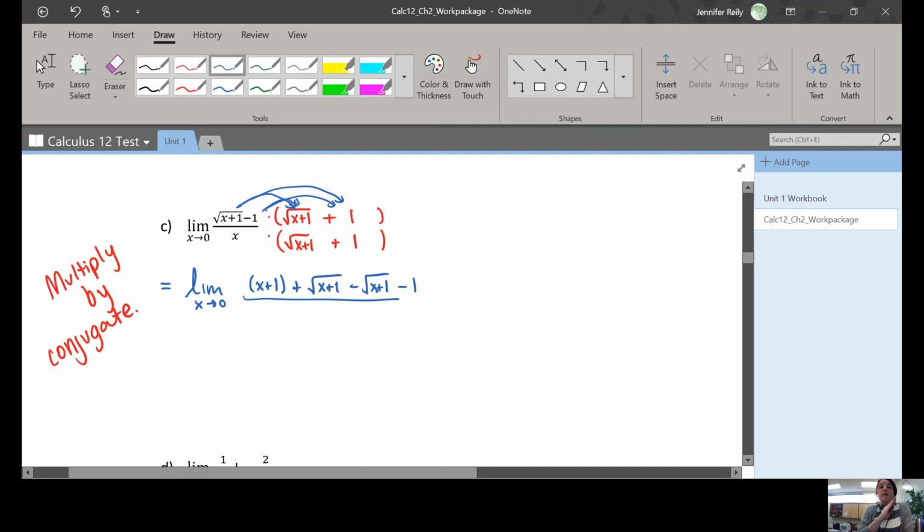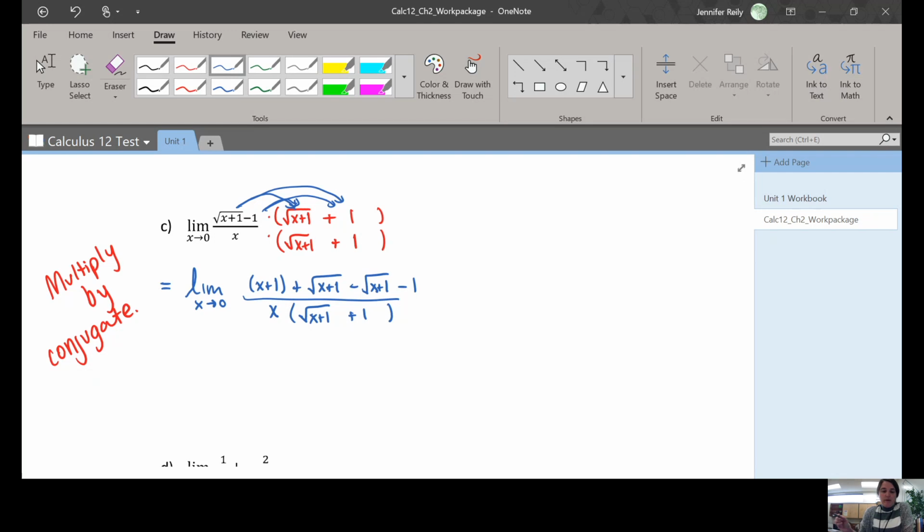On the bottom, do not expand, just leave it as it is. So that's a really important thing. You only want to multiply the conjugate part. You don't want to multiply the other one because this saves you a lot of time and headache. If you do multiply it out, it's kind of just a waste.